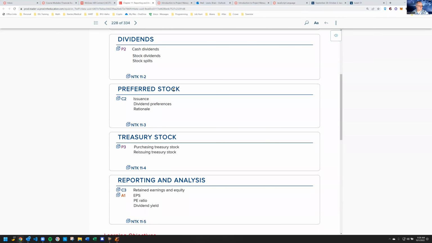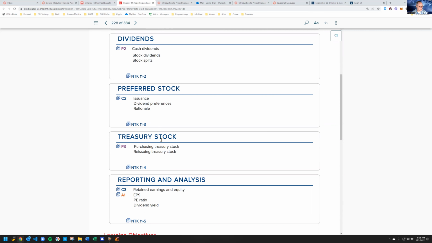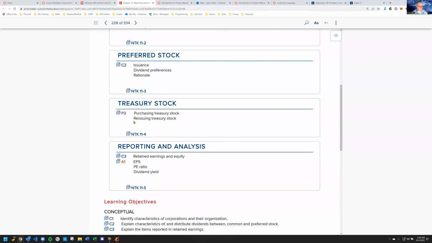And then you're going to look at preferred stock, which is how it's issued, how its dividend preferences are better than the common stock dividends. And then treasury stock, that's when the company buys back the stock that is issued and effectively owns its own stock. Okay. And so it'll go over the purchasing and reissuing of treasury stock and how that transaction works.